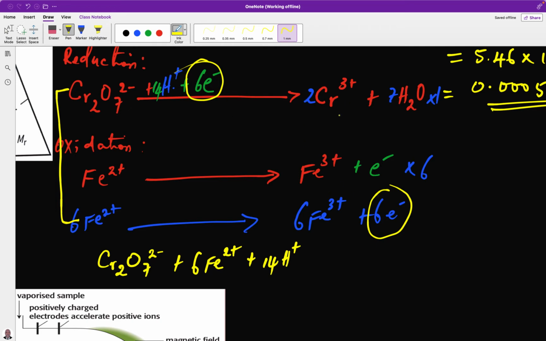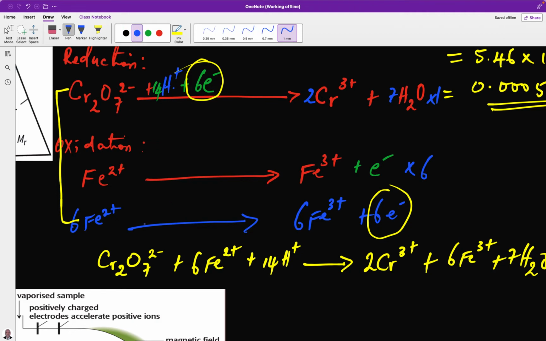We go on the right to give 2 Cr 3 plus, 6 Fe 3 plus, and the last one, 7 water. So this is the equation we are supposed to use.